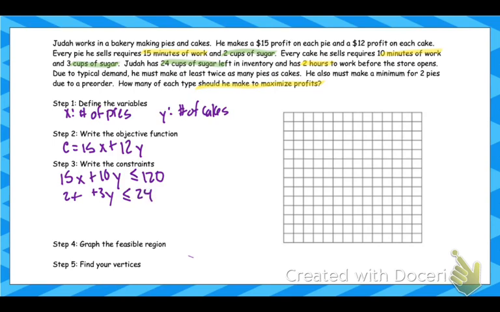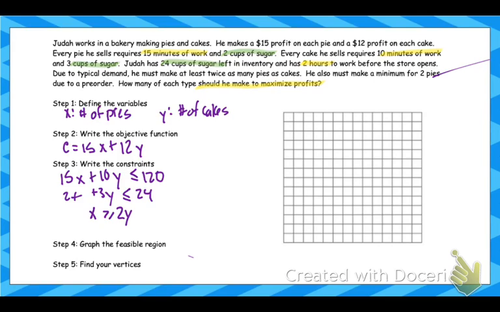All right, the other information that we know, he has to have at least twice as many pies as cakes. Now this one can be pretty tricky to write. So what we know first of all to start with, he has to have more pies than cakes. So x has to be greater than or equal to y. All right, so at least we know that. Now twice as many means the number of cakes that we have has to get multiplied by 2.